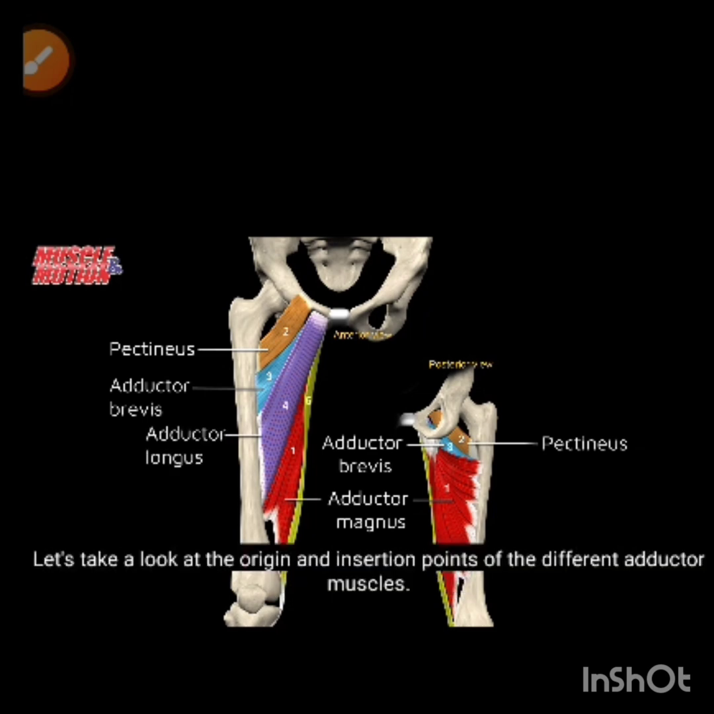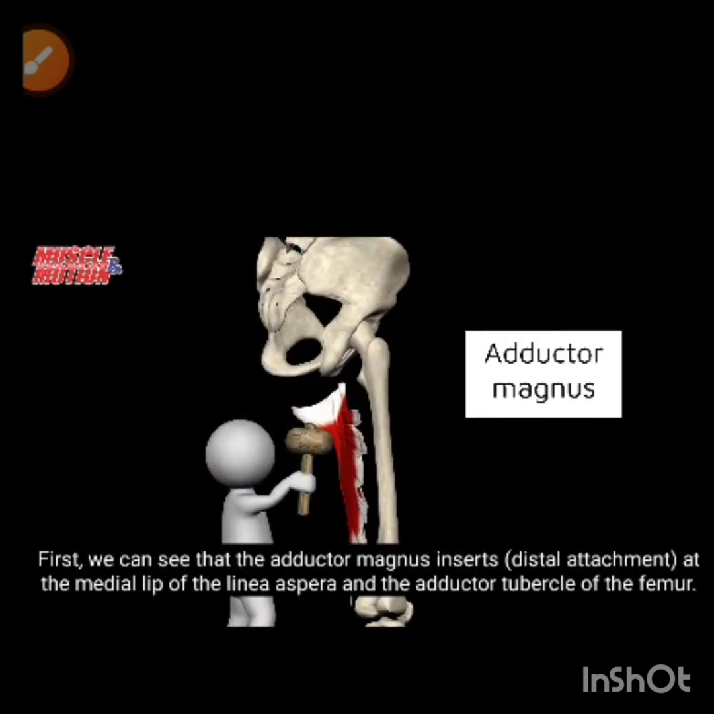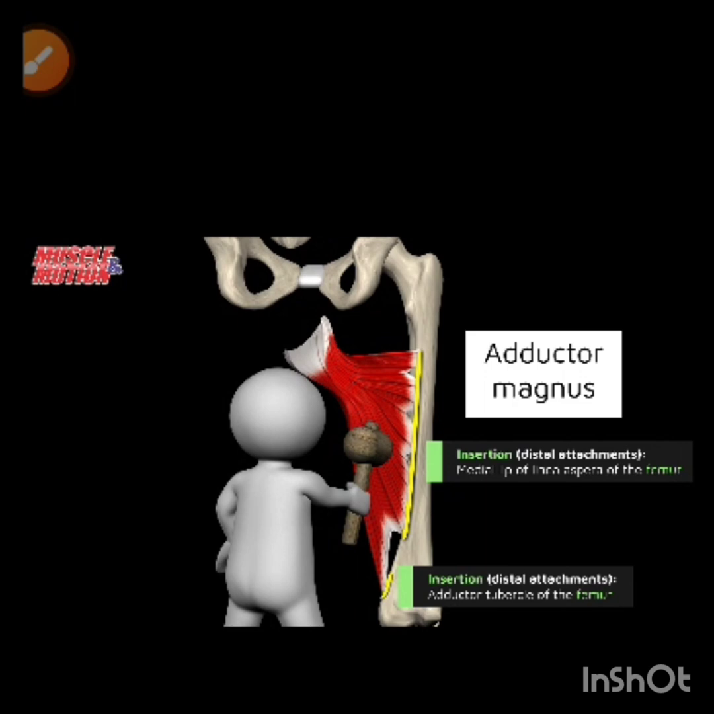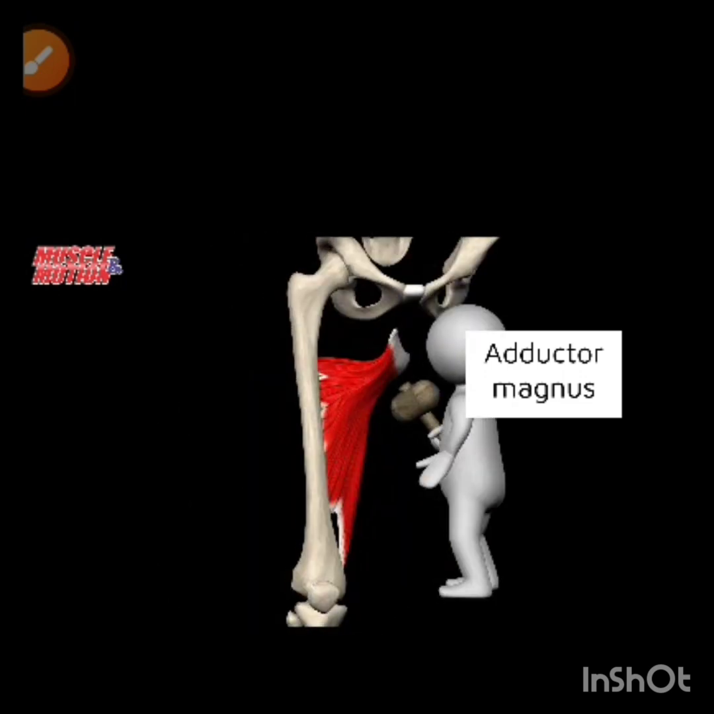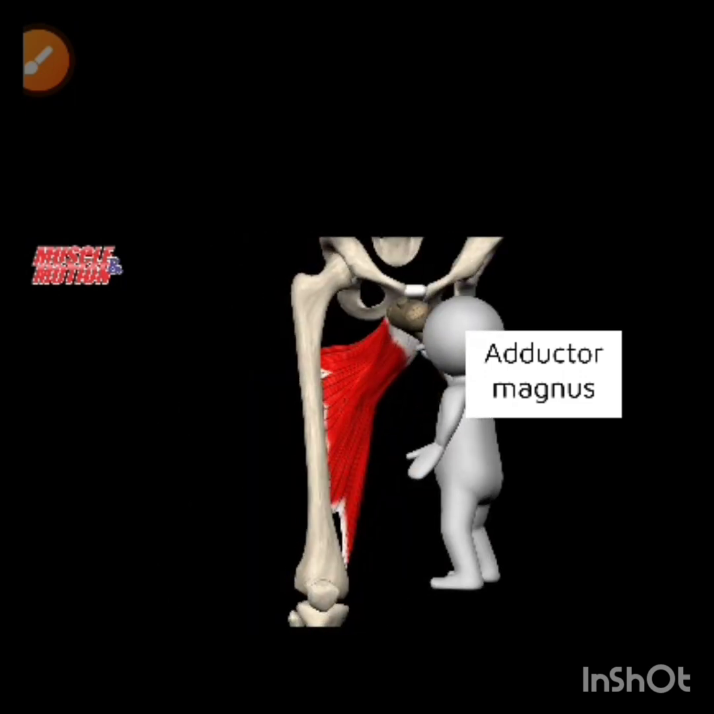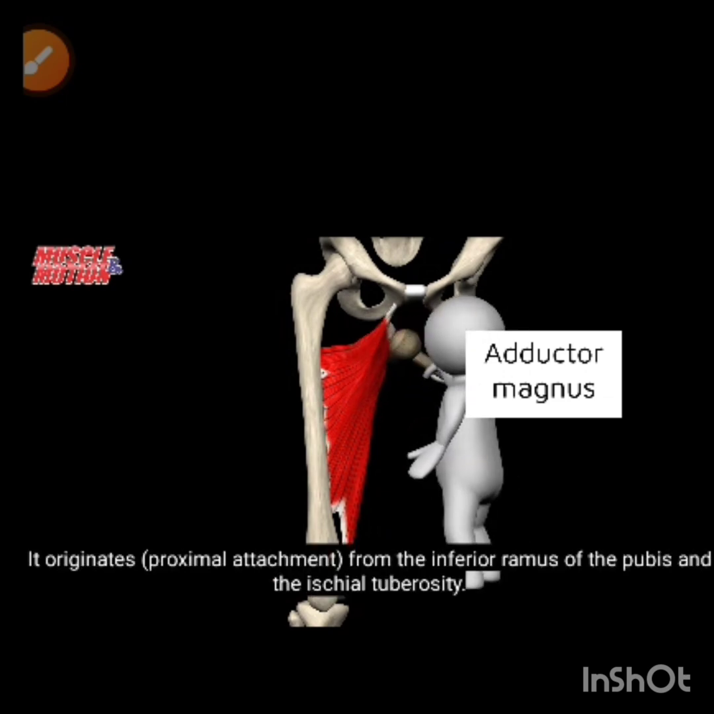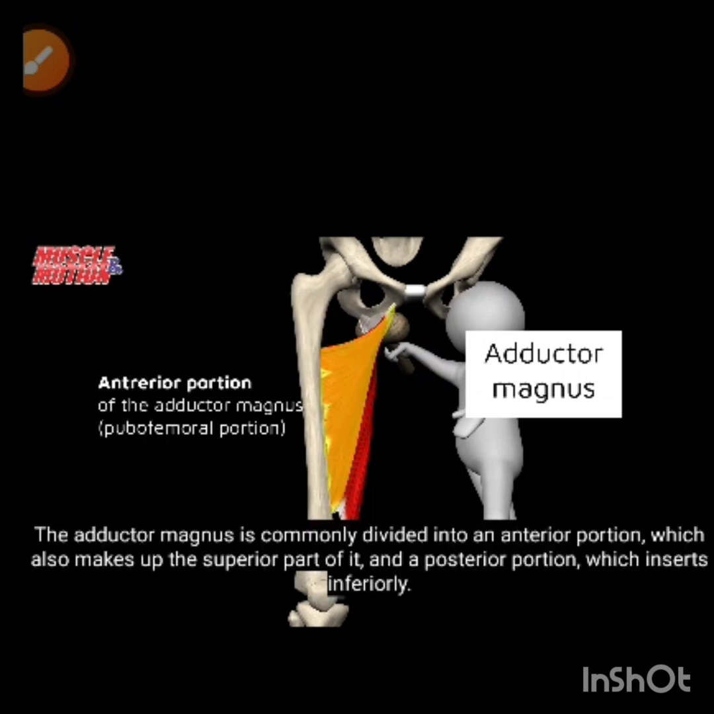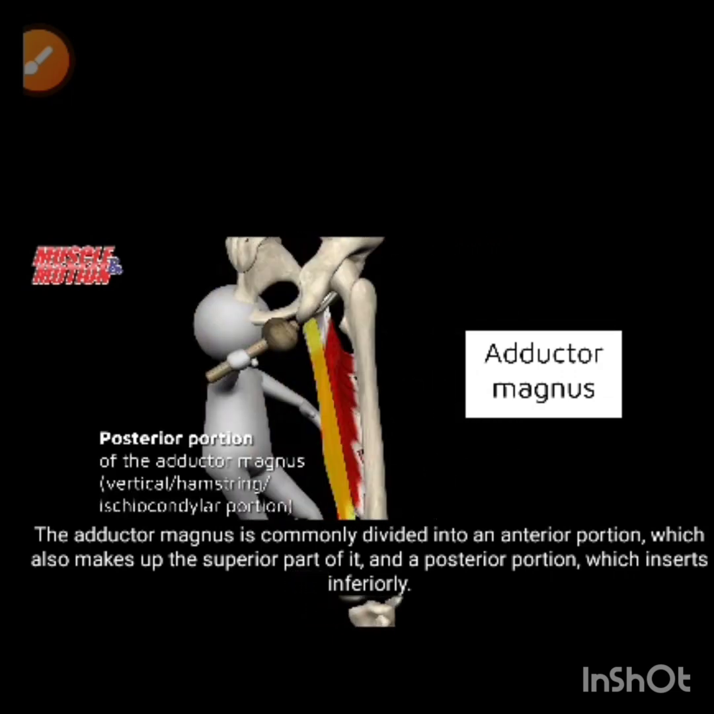Let's take a look at the origin and insertion points of the different hip adductor muscles. First, we can see that the adductor magnus inserts, distal attachment, at the medial lip of the linea aspera and the adductor tubercle of the femur. It originates, proximal attachment, from the inferior ramus of the pubis and the ischial tuberosity. The adductor magnus is commonly divided into an anterior portion, which also makes up the superior part of it, and a posterior portion which inserts inferiorly.